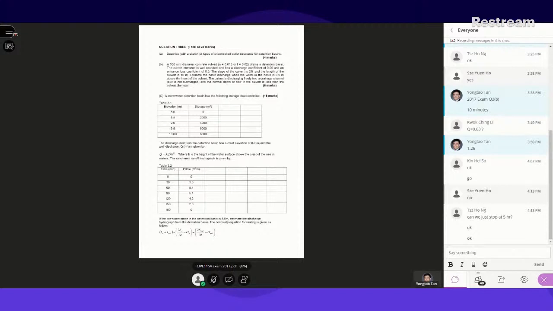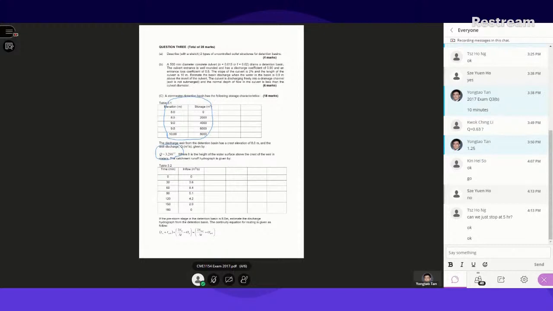Part C. So in this question, you can see this is the stage and the storage. You can see in table 3.1 the stage and also the storage. So how about the stage and the discharge of the weir? It's given by using this equation.